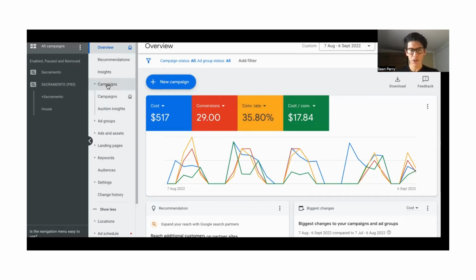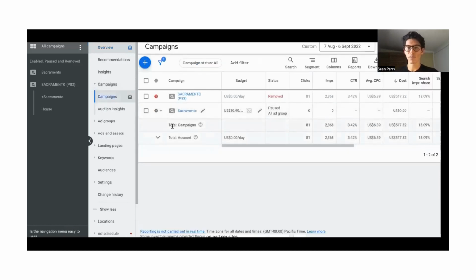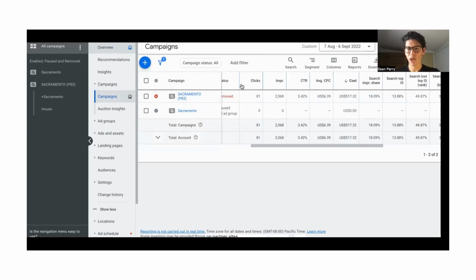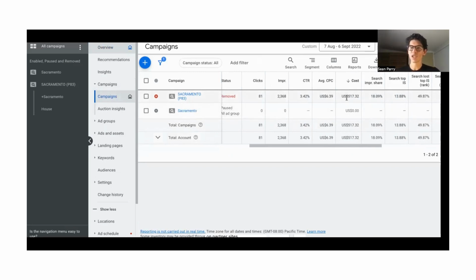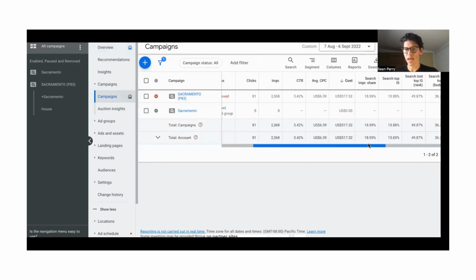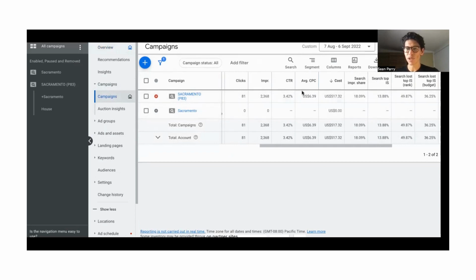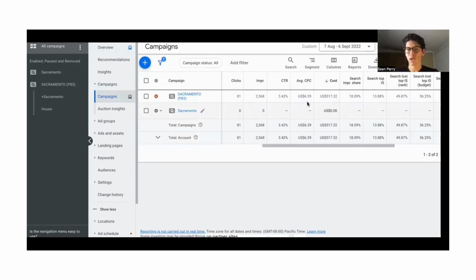So if we jump into the campaign level, just have a look at some of the detail. As you can see here, in that period we've generated 81 clicks, just $517 spent. There's lots of information here. I won't go into all of it now, but this is a number that we need to keep an eye on. So an average cost per click of just over $6. So actually, this is a really, really good number.